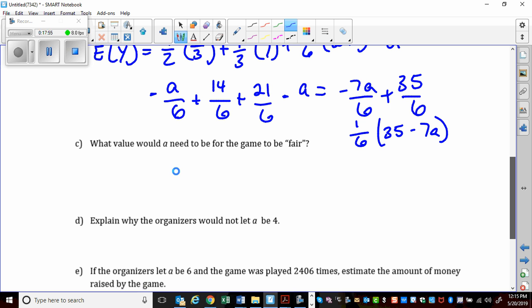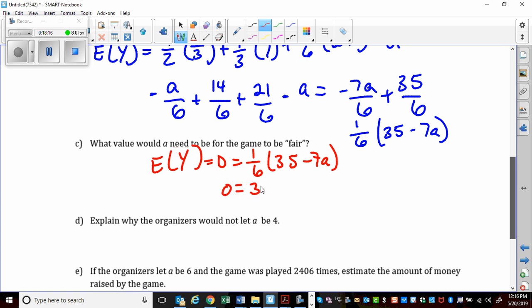Remember, if we want it to be fair, then we need it to be equal to 0. So my expected value needs to be equal to 0, but my expected value is equal to 1/6 times (35 minus 7a). I'm going to multiply each side by 6, get rid of that 1/6, and we have 0 equals 35 minus 7a. Subtract 35, divide by 7, a equals 5. Explain why organizers would not let a be equal to 4. I want you guys to try this. Why would they not want it to be equal to 4?